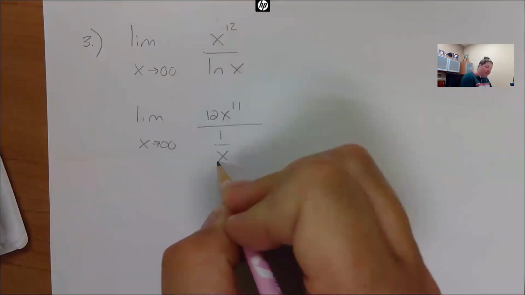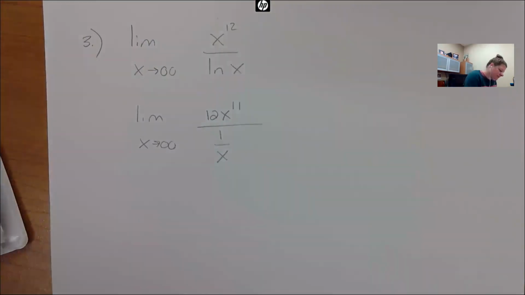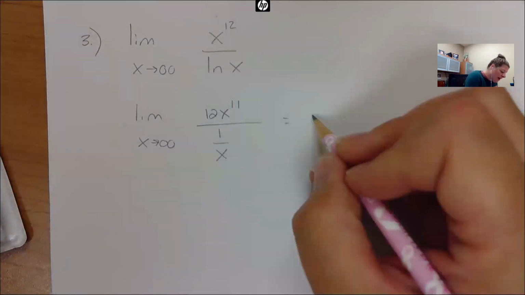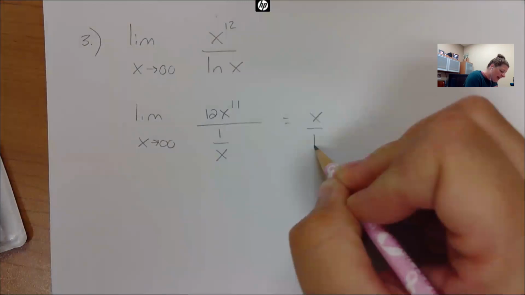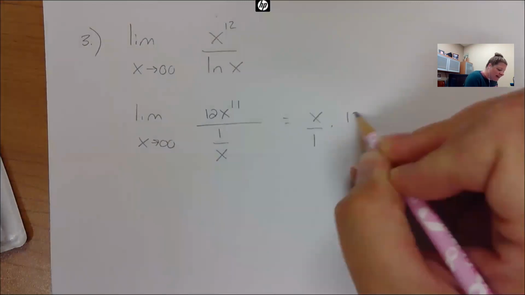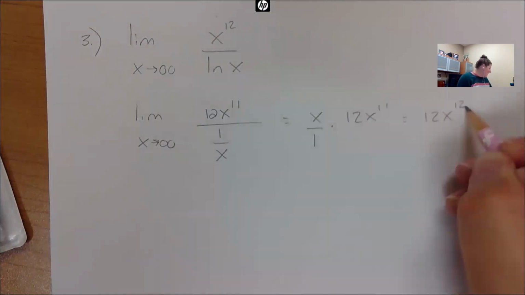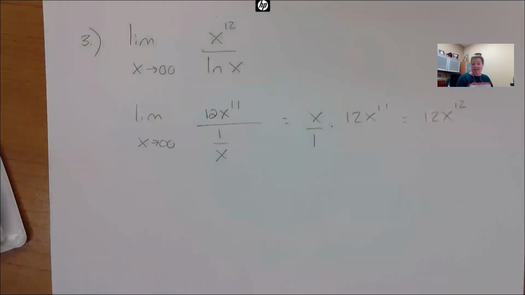Okay, if we flip that over, then we would have x over 1 times the 12x to the 11th. So that's going to give us 12x to the 12th. And then we can think of putting in that infinity. So now it's not infinity over infinity. What does it equal? Infinity. It's just going to keep growing and growing.